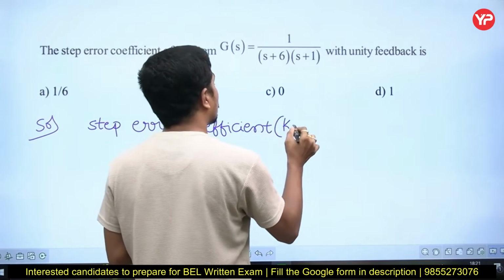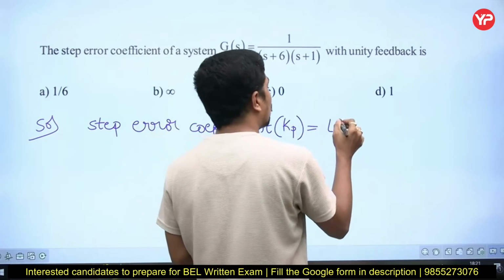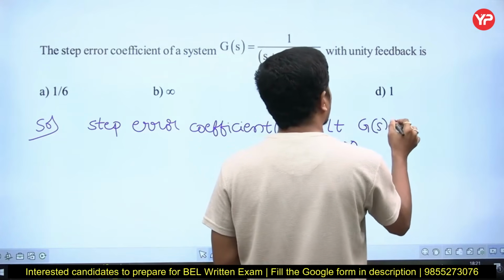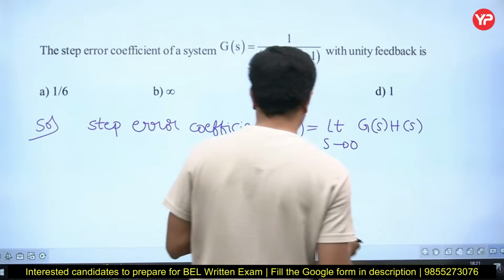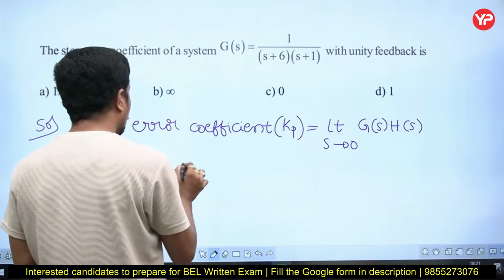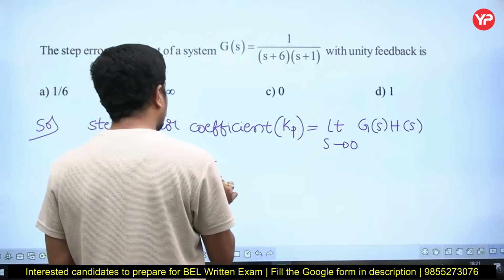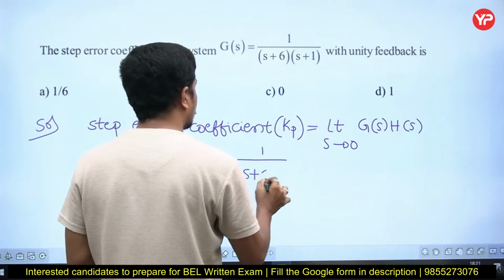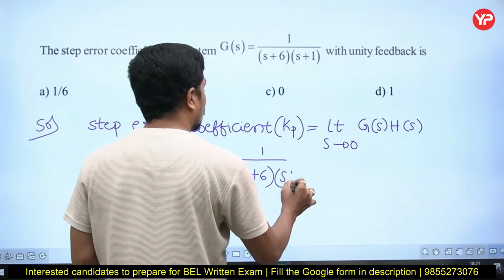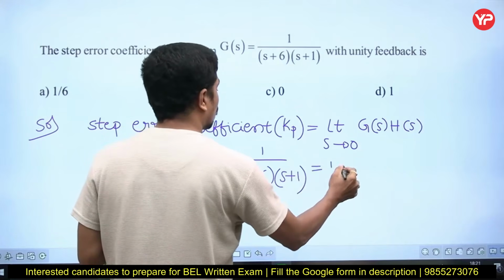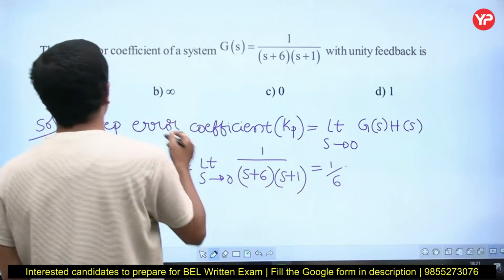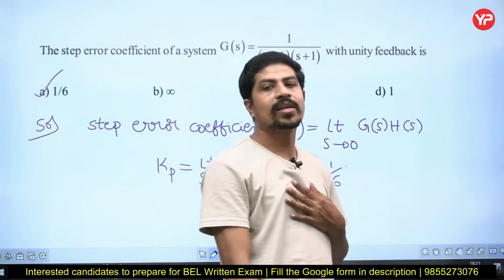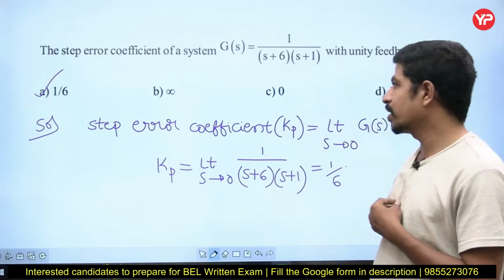Kp is equal to limit s tends to 0 of G(s)H(s). What is your G(s)H(s)? 1 by (s plus 6) into (s plus 1), that is equal to 1 by 6. Option A is the answer, right?